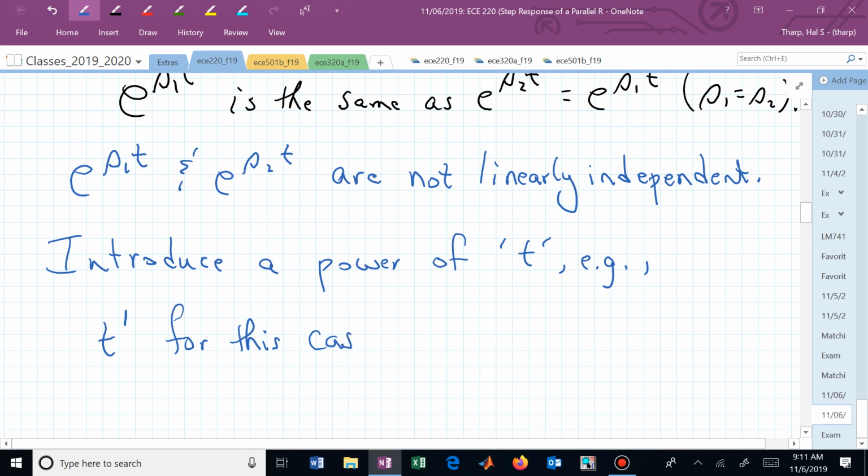If we had three real repeated roots, e to the minus 1, e to the minus 1, e to the minus 1, we would have to go with e to the minus t, t e to the minus t, and t squared e to the minus t to give us some linearly independent behavior. For this case of two real equal roots.